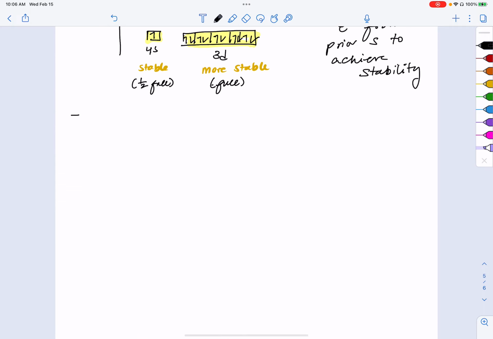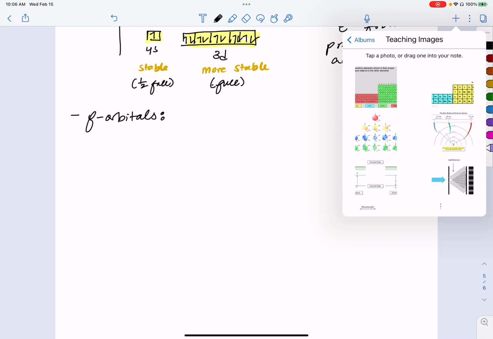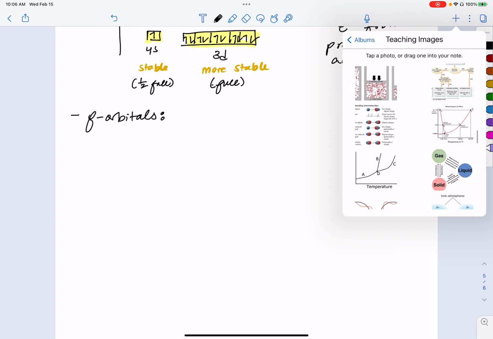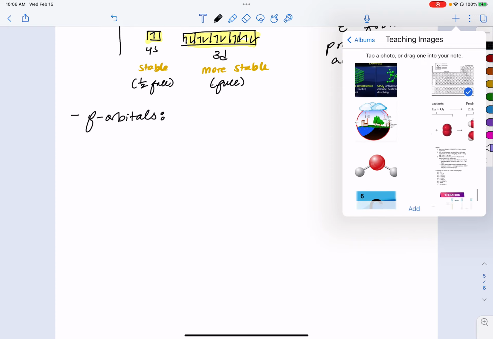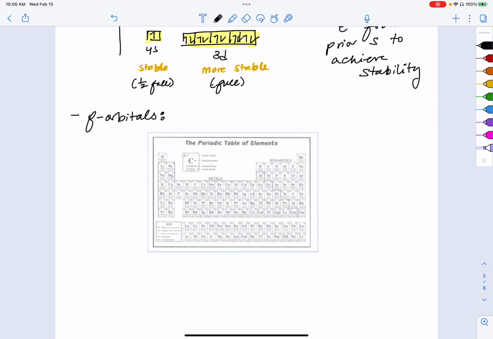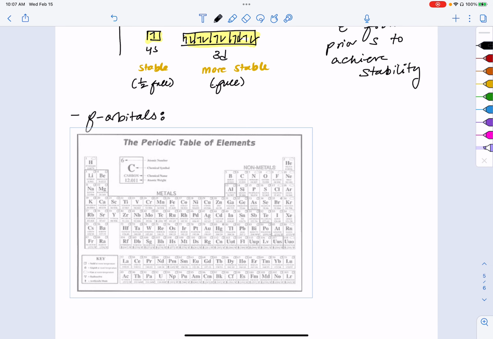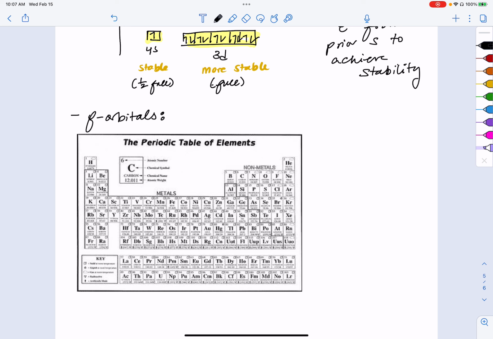Now let's have a quick chat about f orbitals. Because there's a couple of different accepted ways to write the f orbital configuration. And the exceptions are not ones that I'm going to ask you to know because they're really complex and hard to explain, at least in this level of chemistry.